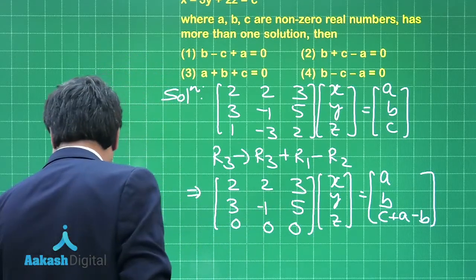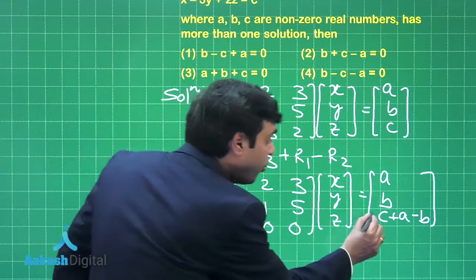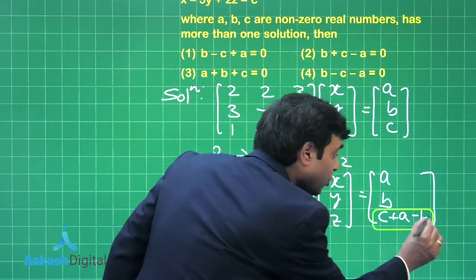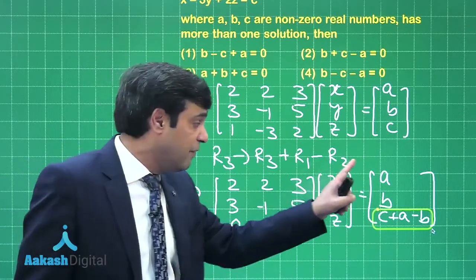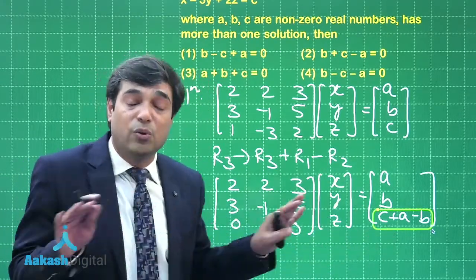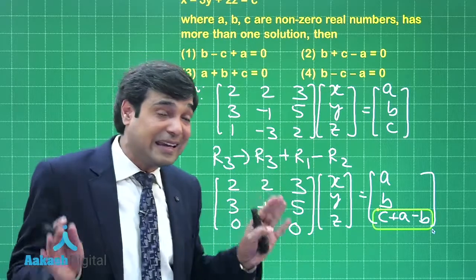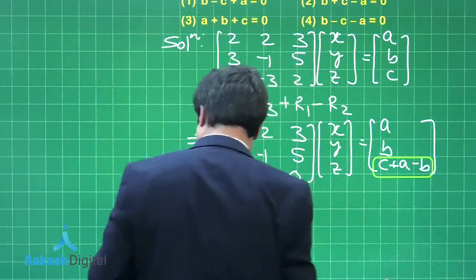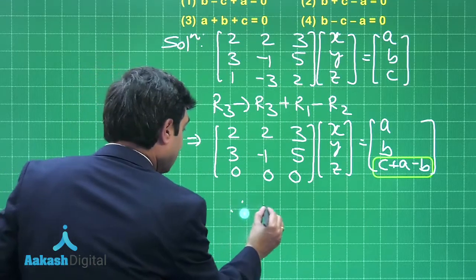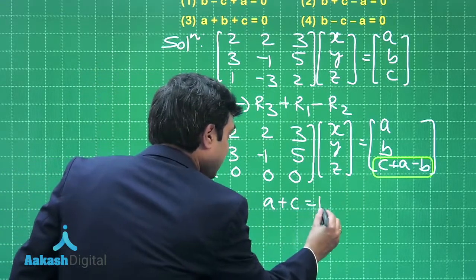When can you have infinitely many solutions with such condition? Only if this term is 0. If this term is 0, only then you can have infinitely many solutions. If it is non-zero, there is no solution. The system of equations is inconsistent. So, clearly my requirement for this question is A plus C must be equal to B.